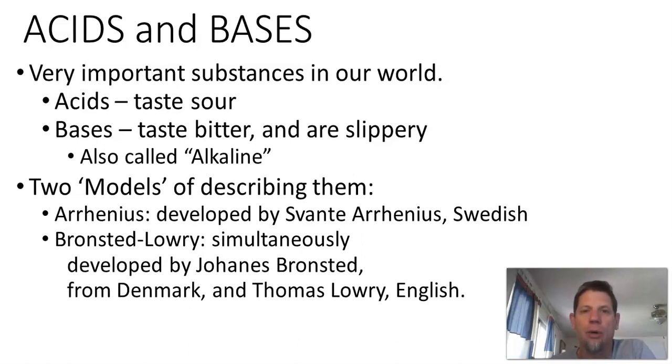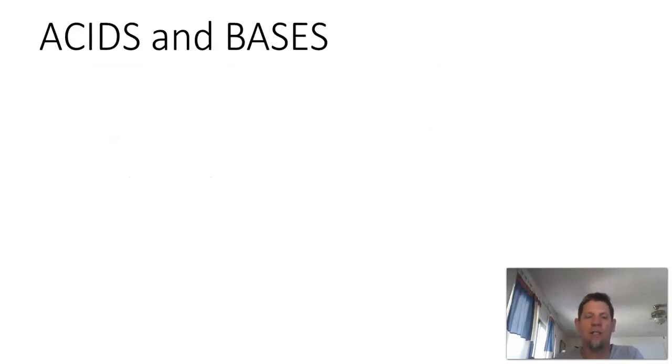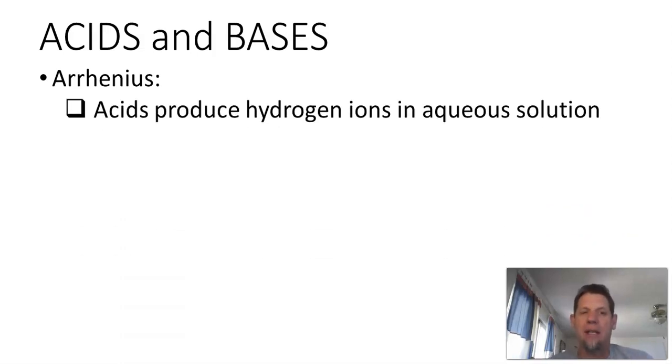They were working in their own individual laboratories, and they came up with the same conclusion at about the same time. So we call these acids and bases Bronsted-Lowry acids and bases. So what does that mean? An acid, based on Arrhenius's definition, was that an acid will produce a hydrogen ion in aqueous solution. So what does that mean to produce hydrogen ion?